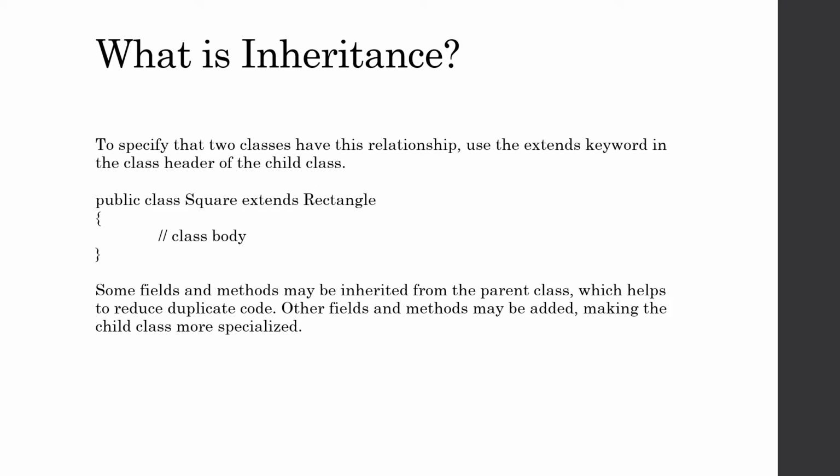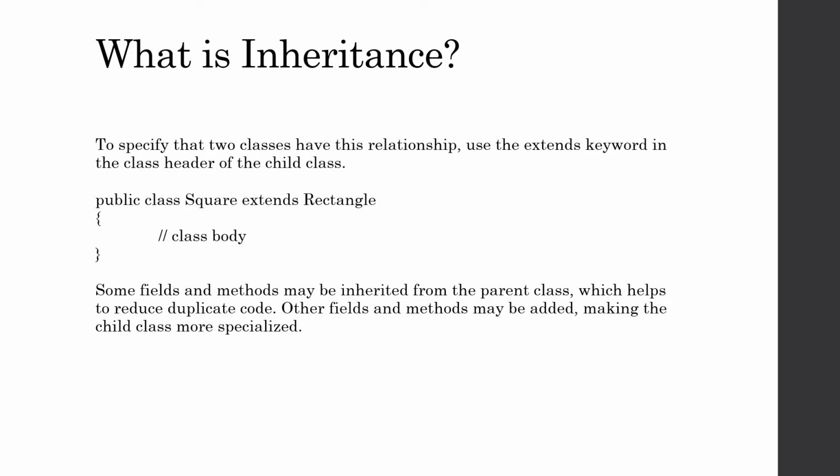So now looking at this in programming, to specify that two classes have this relationship, you will use the extends keyword in the class header of the child class. In this case, we said that square is going to be the child class, so we want to say public class Square extends Rectangle. Some fields and methods may be inherited from the parent class, which will help to reduce duplicate code. When we do this, we'll essentially have access to those fields and methods. Additionally, we can add fields and methods to the Square class to make it more specialized than the parent.